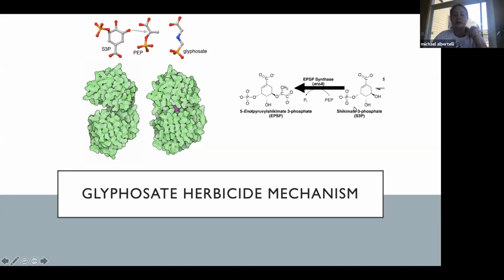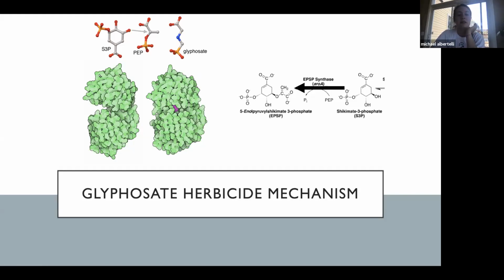This is right here where S3P is catalyzed into EPSP. The enzyme EPSP synthase is this enzyme right here. Here is S3P, which is this molecule, and here's PEP, which the enzyme catalyzes the addition of to the S3P. So what happens is glyphosate binds with S3P instead of PEP, and basically inhibits that reaction.